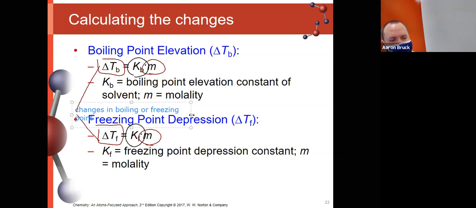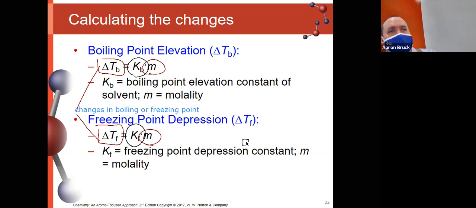Because very often it is confused that whatever we get out of this calculation is the boiling point or the freezing point for the substance. That is not the case. This is just how much it has changed. So in the case of boiling point, if I find out that my boiling point elevation is 3 degrees, that doesn't mean that my water solution now boils at 3 degrees. It now boils 3 degrees higher than it was, which if it boils at 100 would mean that it now boils at 103.